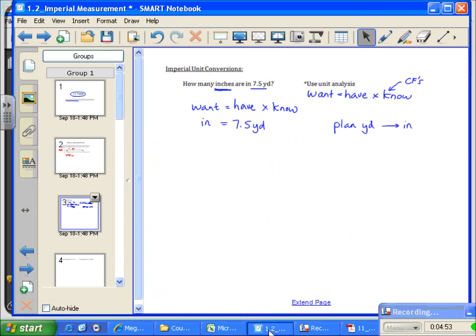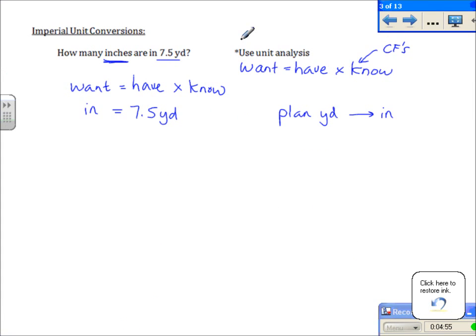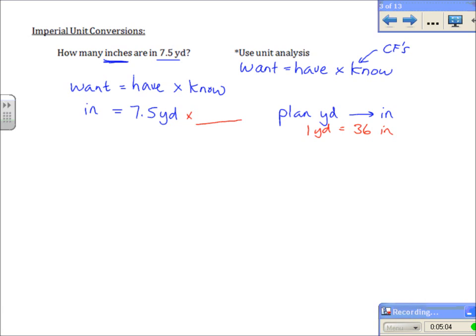Okay, so 1 yard equals 36 inches. I'm going to write that down for myself. I'm going to multiply what I have by what I know. I want to cancel out the yards, which means that I'm going to place 1 yard in the bottom of my conversion factor. 36 inches is going to go on the top of my conversion factor so that my yards will cancel.